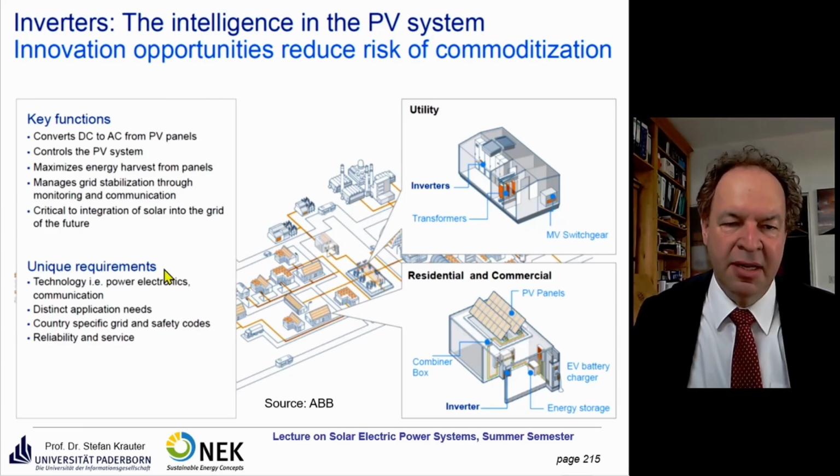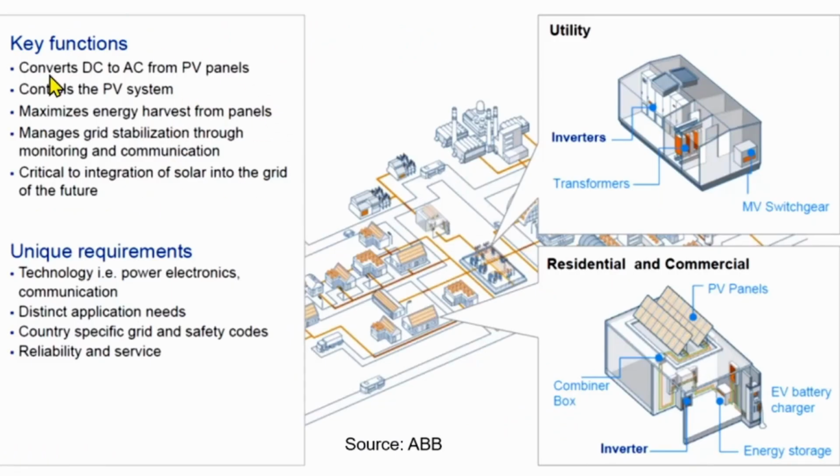Here you see the key functions. First, it converts DC to AC from the PV panels. It also controls the PV system. That means, as the next point shows, it maximizes the energy harvest from the panel, so that's the maximum power point tracking. Sometimes we have large systems where the system operator says you have to shut down your system. That means power is reduced or even the whole system is shut off. This is also done in the inverter or by the inverter.